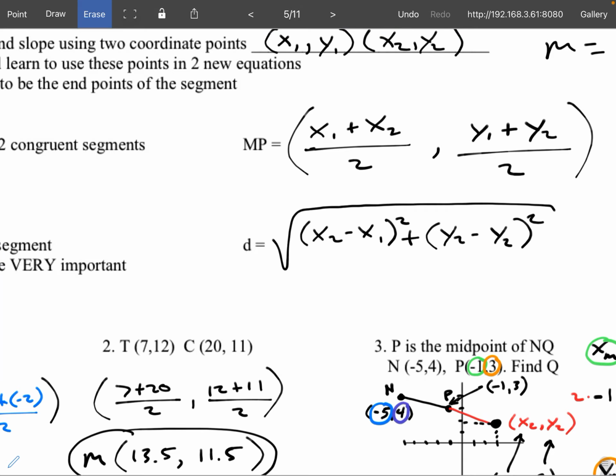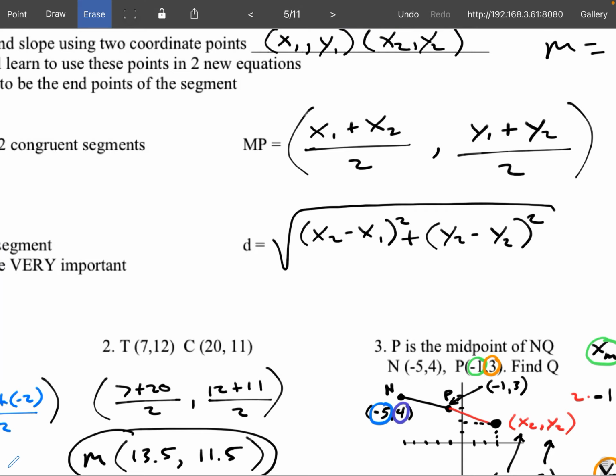Then you have to square both of those numbers. Then you have to add those together. And then you have to take the square root of that whole thing. So that's your formula for the distance between 2 points.